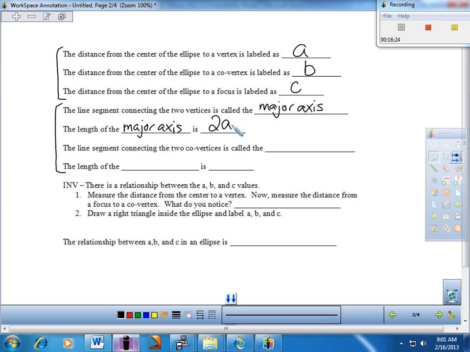Nice. Now, if we called that the major, you can probably guess this one. The line segment connecting the two co-vertices, so that would be the smaller one, always the smaller, no matter how we orient our ellipse. The smaller one is going to be the minor. And so we'll go ahead and see this in just a second. But again, without me putting it inside there, you will have to know this piece.